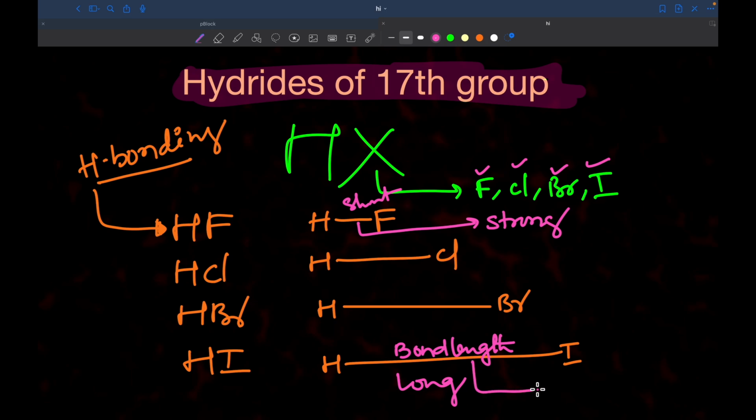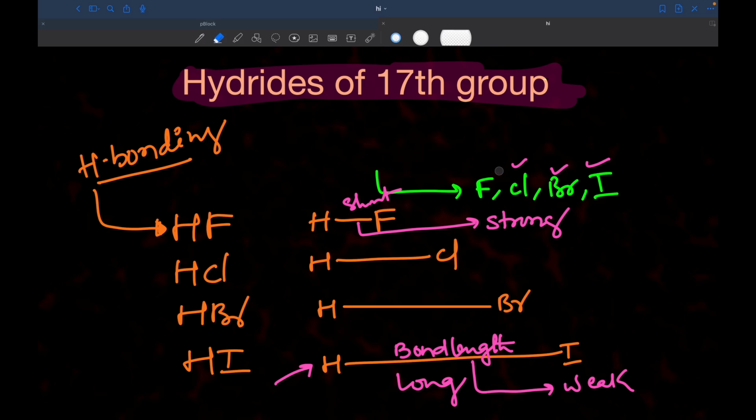If the bond is weak, the bond is long; it is considered a weak bond. Hydrogen fluorine bond is a very strong bond, hydrogen iodine bond is a very weak bond. So which bond is easy to break down? This bond is easy to break down. This bond is very strong. So two things you can talk about in these hydrogen halides.